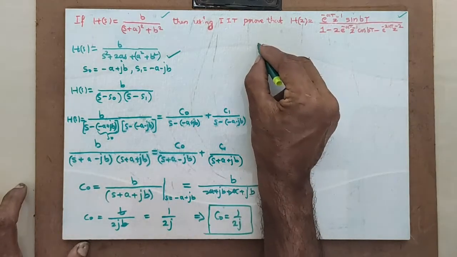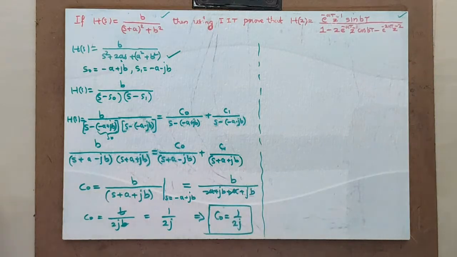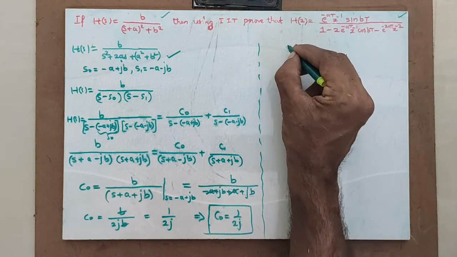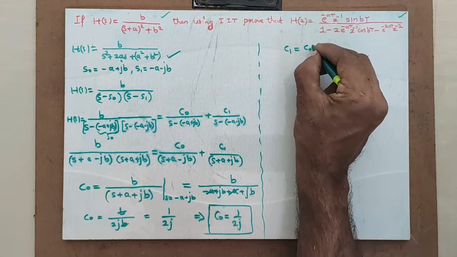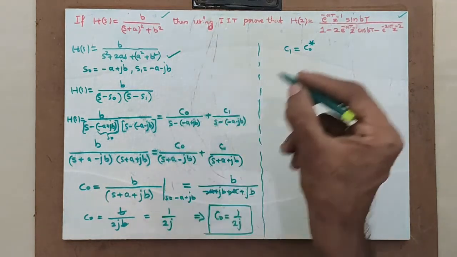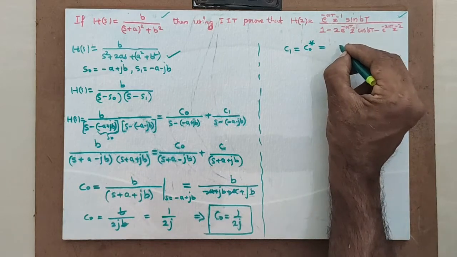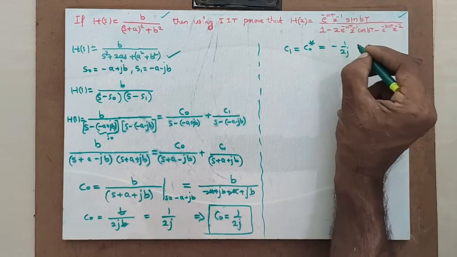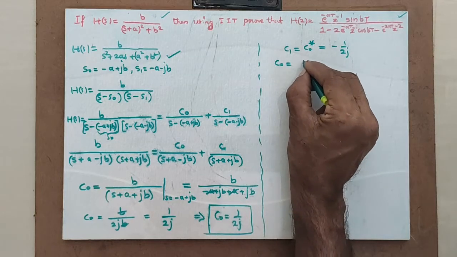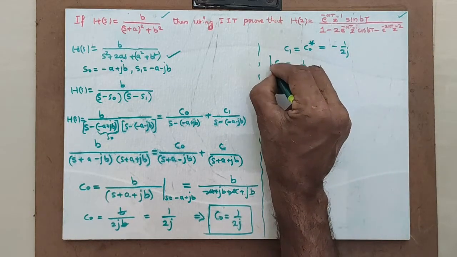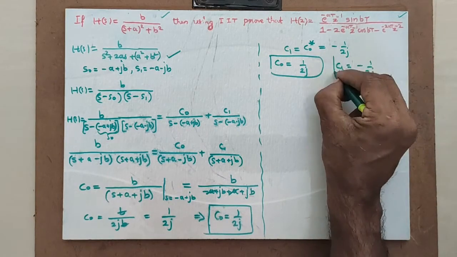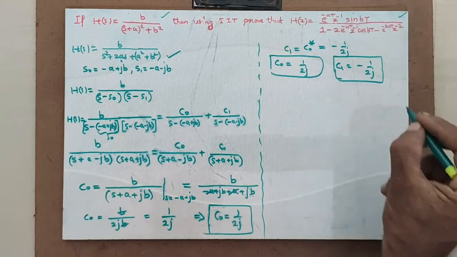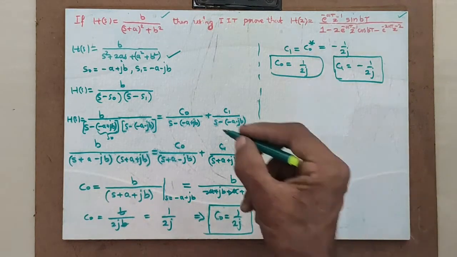This implies finally c0 becomes equal to 1 by 2j. See, it is 1 by 2j, but c0 and c1 are complex conjugates. How to find c1? C1 is equal to c0 conjugate. Hence no need for you to work out anything. You can directly write c1 becomes equal to minus 1 by 2j. Hence I got both: c0 became equal to 1 by 2j and c1 became equal to minus 1 by 2j.